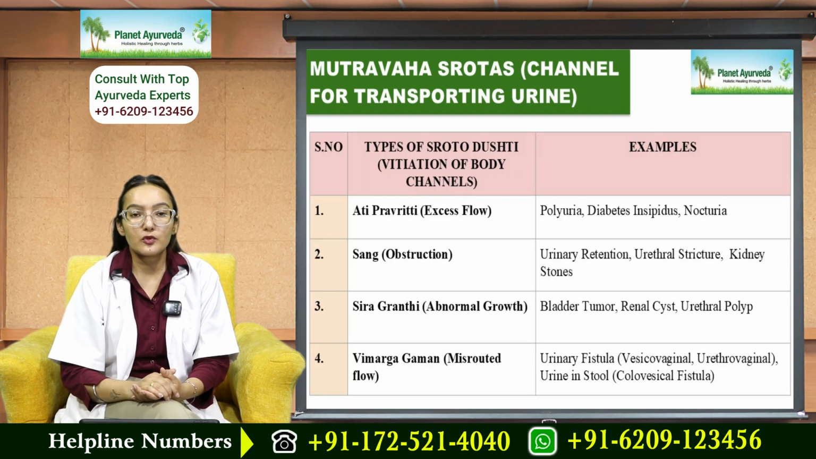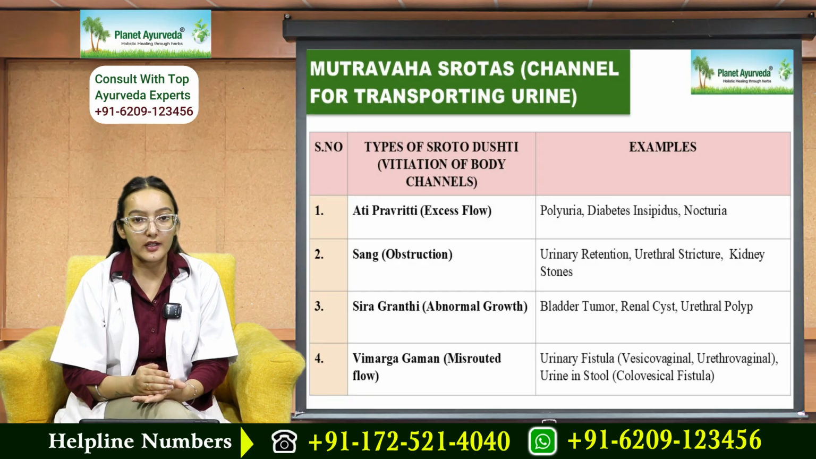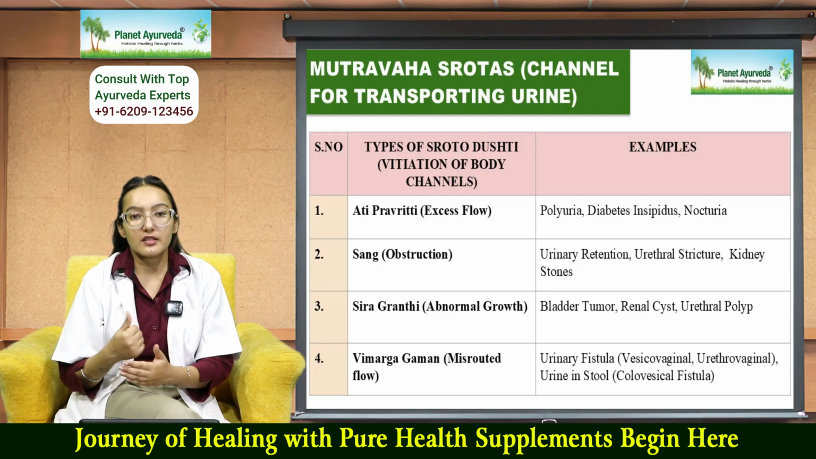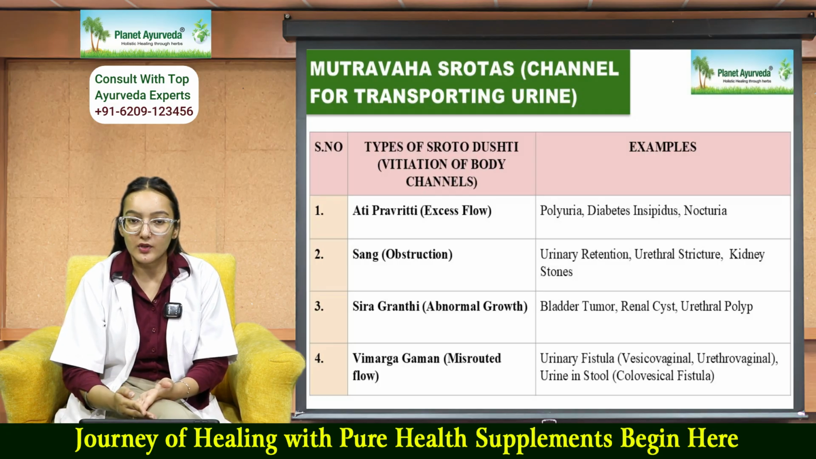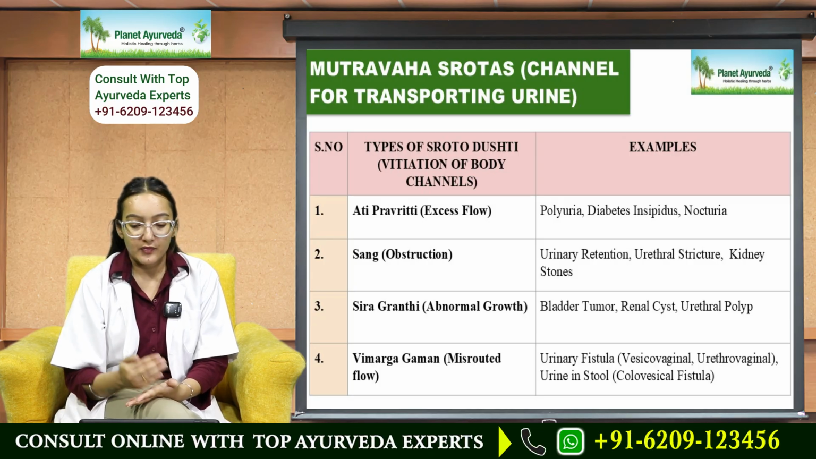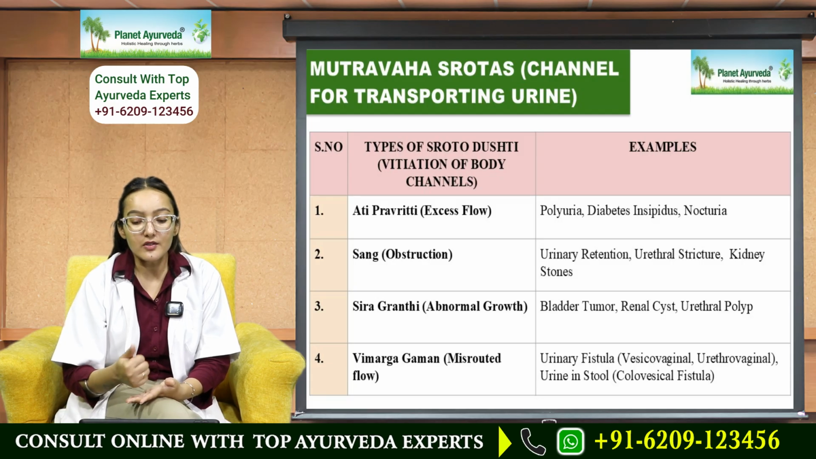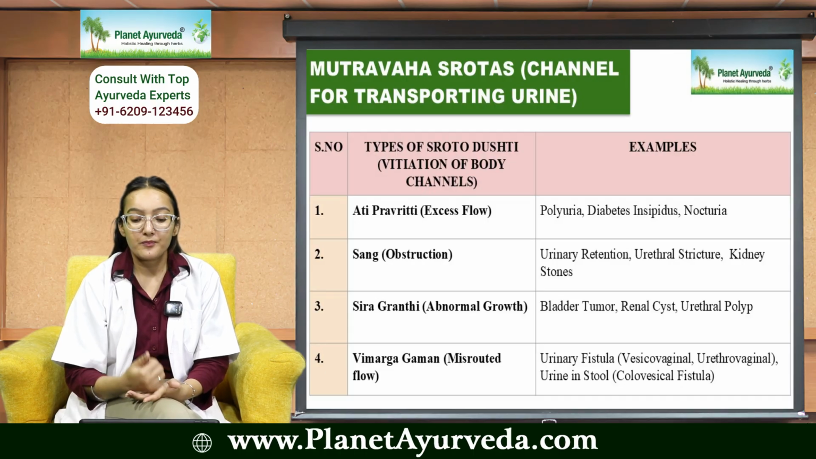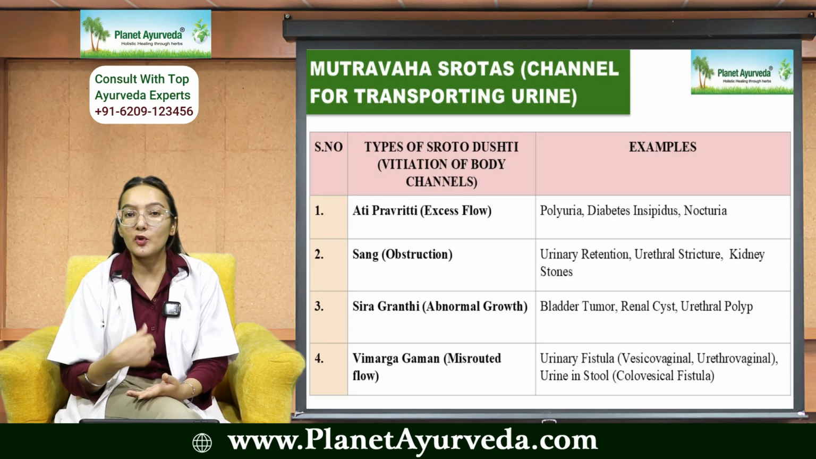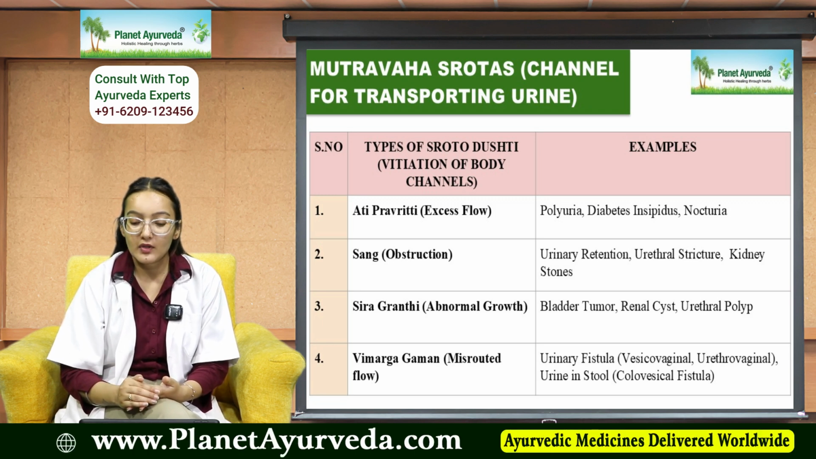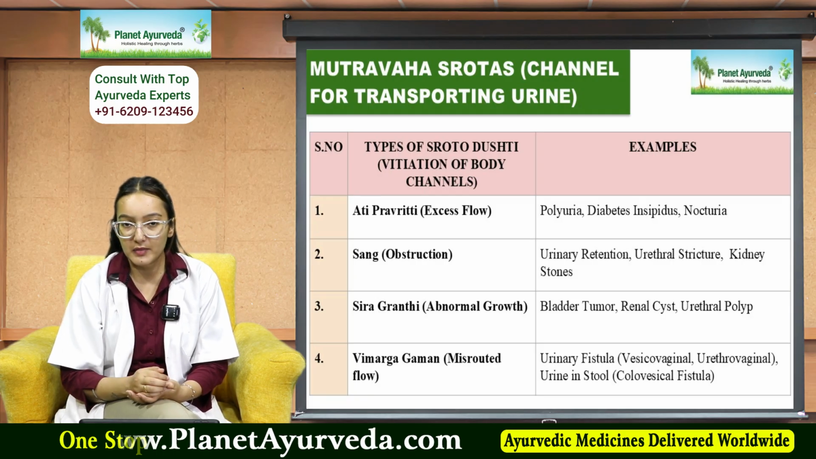Then come types of Srotodushti of body channels, particularly related to Mutravaha Srotas, the channels for transporting urine. If there is excessive flow, it may lead to polyuria. A person is going to pass urine again and again, very frequently. Then comes diabetes insipidus. This is also a condition in which a person experiences frequent urination and feels like urinating every time. Then there is nocturia, more urination at night time. This is also very common in case of diabetes insipidus and also in diabetes mellitus.